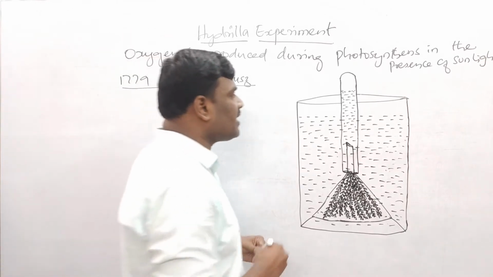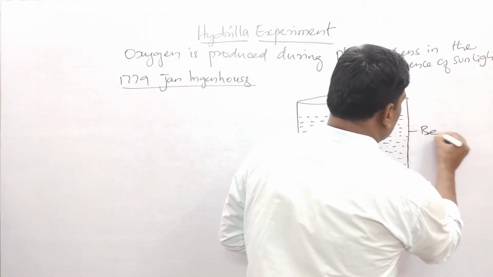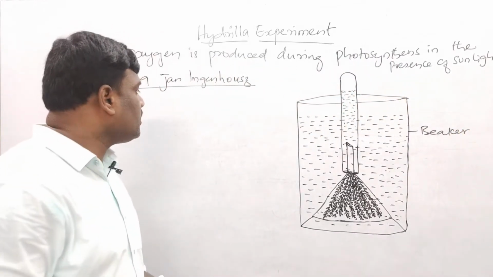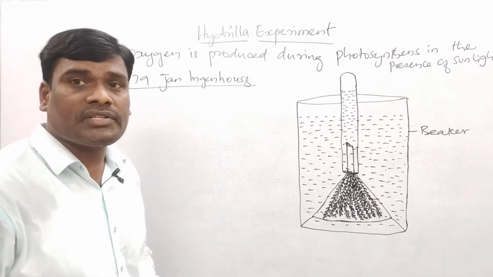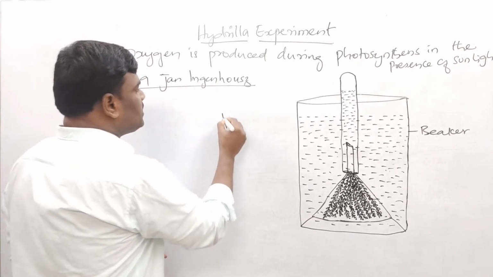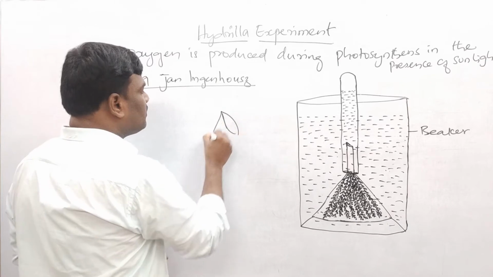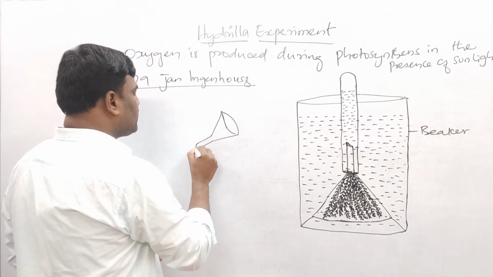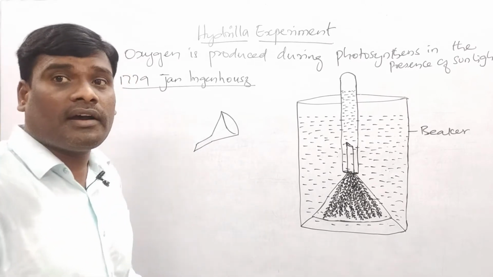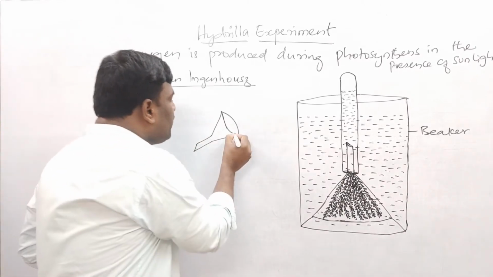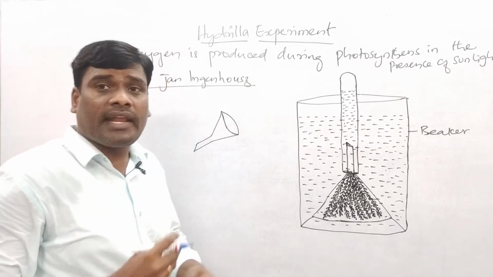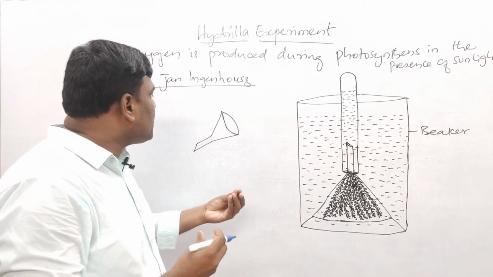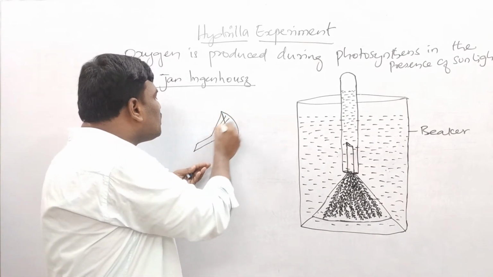Okay, so we are taking a beaker first. So this is a beaker, and the second thing we need for this experiment is a funnel. Okay, so see this children. This is a funnel, with a short stem. A funnel is taken in this experiment.